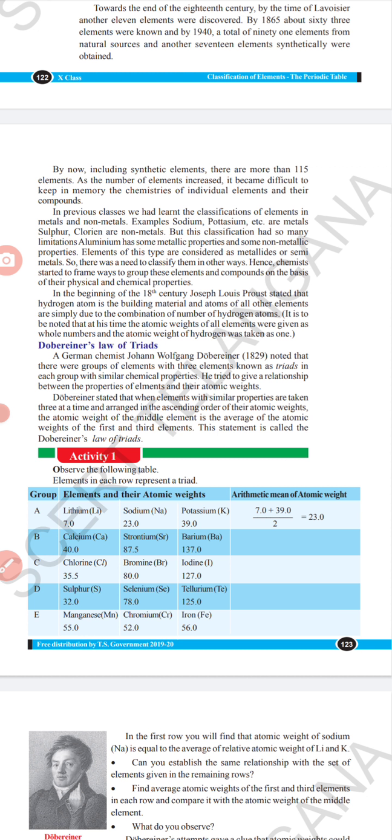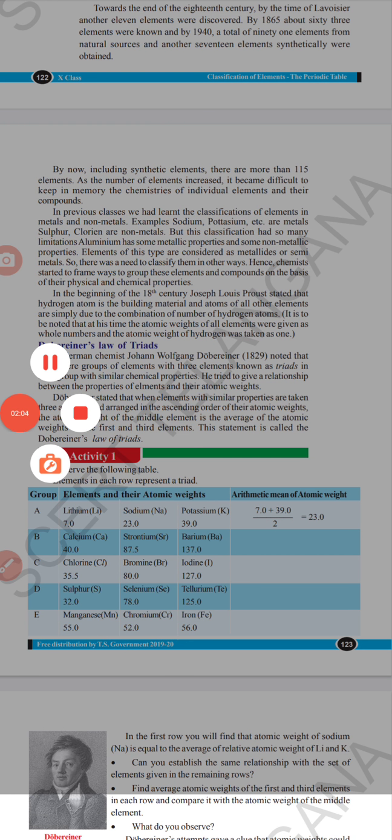The previous video was my first video, about just the introduction of this chapter. We understood the title of this chapter, what is classification, what are elements, and what is meant by the periodic table. It was my first video on YouTube for this class 10. If any changes or improvements are needed, I'll make them in further videos. Just go through it as an introduction; it is not very important from the exam point of view.